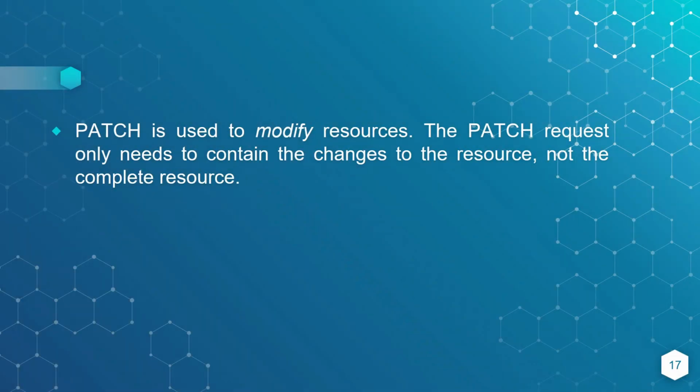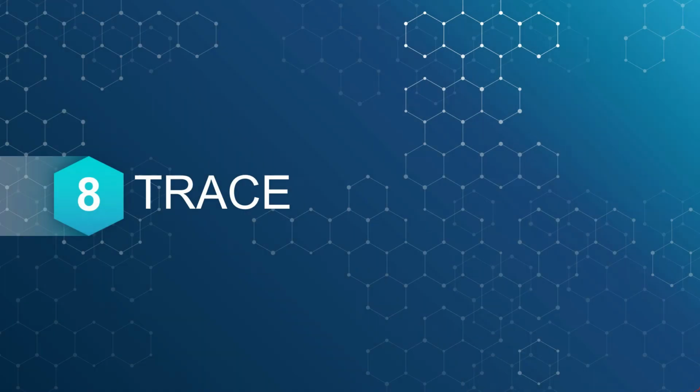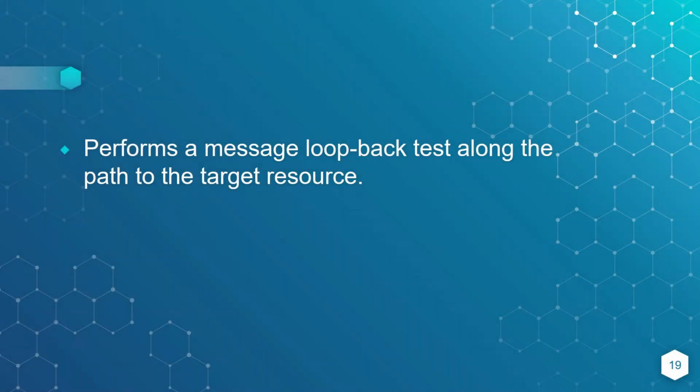Patch method. Patch is used to modify resources. A patch request only needs to contain the changes to the resource, not the complete resource. So you can specifically make changes to a particular resource using the patch method. Trace method. You can perform a message loopback test along the path to the target resource. So basically, trace is used to trace the path of that particular request moving from one end to the other end.